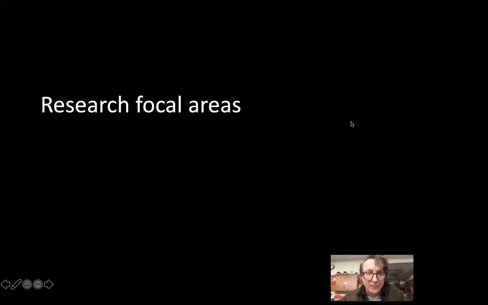Okay, so let me highlight a few research focal areas. I've tried to simplify this as much as possible, with the eye of trying to point you to some key literature, some key papers that, if you're interested, you can read up on. I'm definitely glossing over a lot of different papers here, so if I don't include your favorite one, my apologies.